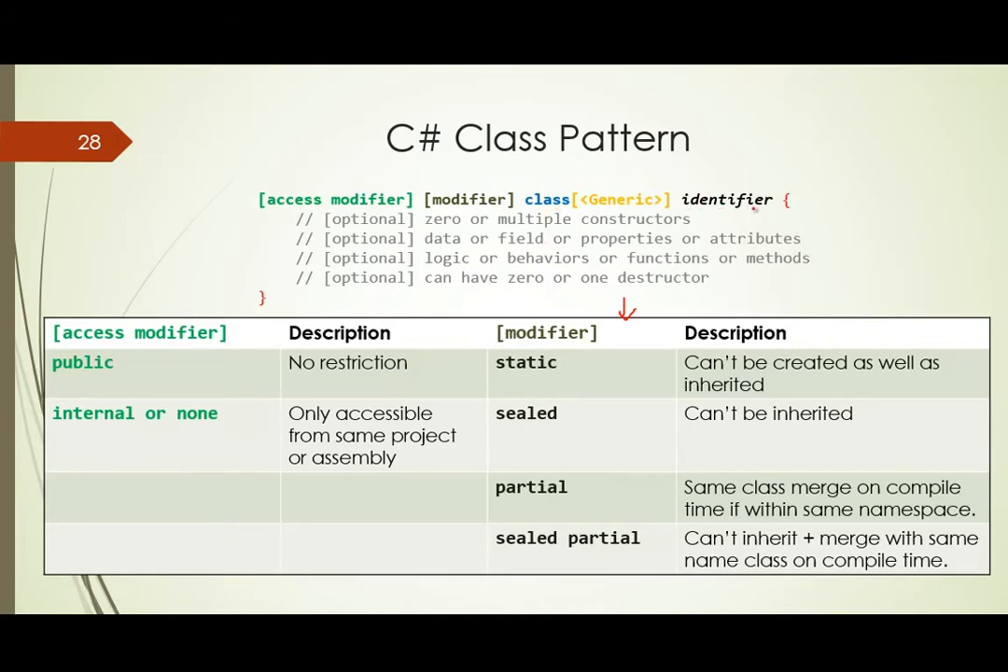The identifier is the name that you're going to put for your class, and you can't use any combination from this list. And static, we have talked about in detail. You cannot create an instance of it as well as inherit the class. And sealed means that you cannot inherit it. That's it. And partial, it's my favorite.